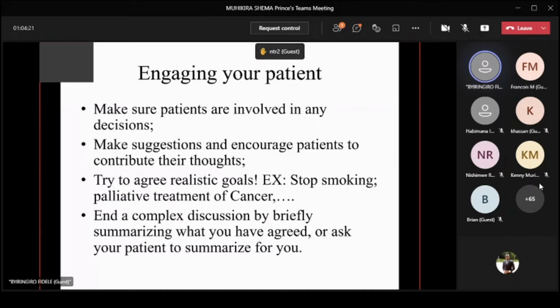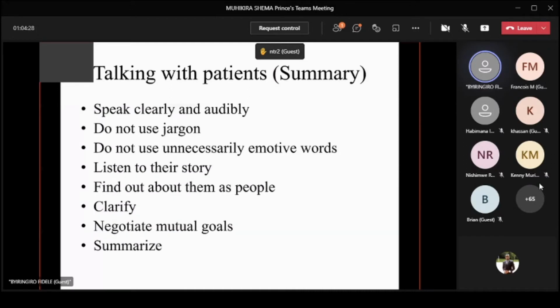When talking to your patients, you have to speak clearly and audibly. Do not use jargon. Do not use unnecessary words. Listen to the patient's story, and find out about them as individuals, as persons. You have to clarify, negotiate, meet your goals, and finally summarize what you have discussed with your patients.